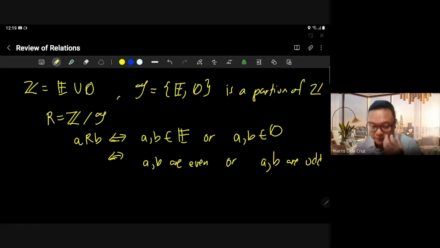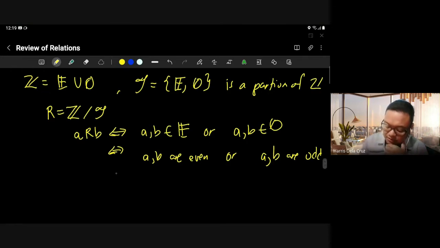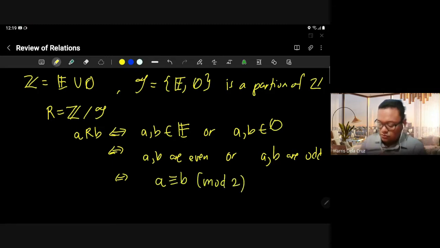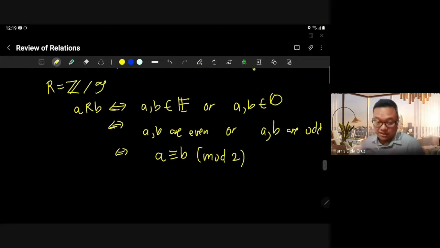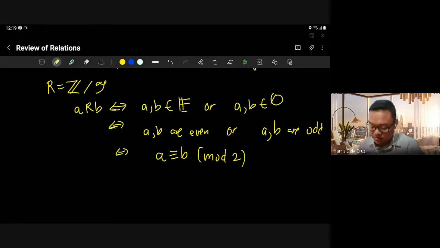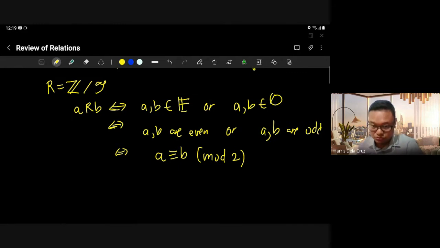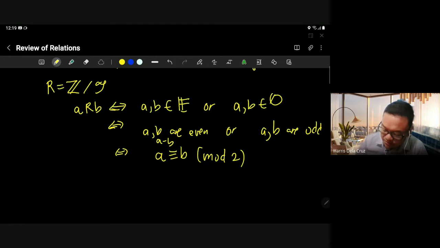So either pareho silang even or pareho silang odd. Pero kung either pareho silang even or pareho silang odd, that would mean that A is actually congruent to B mod 2. Ibig sabihin, pagka ang A at B ay parehong even, then A minus B is 0 mod 2. Tama? Pag ang A at B ay parehong even, then A minus B is 0 mod 2.